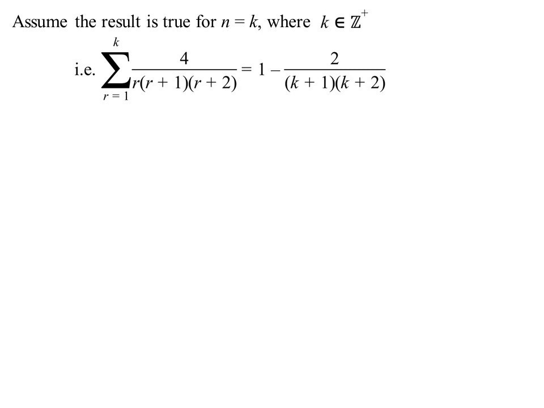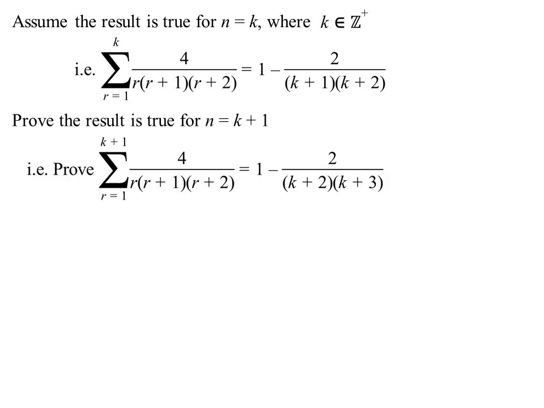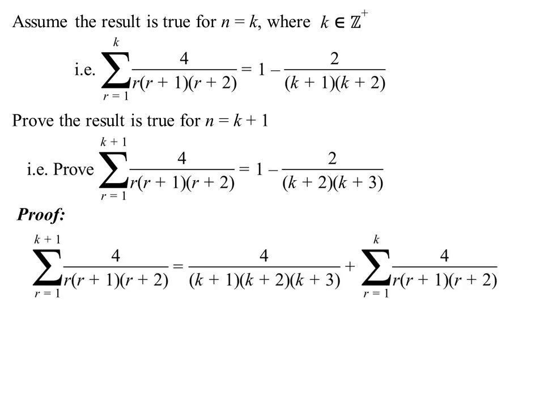My assumption then, r will now equal 1 to k instead of 1 to n. Inside the sum, that doesn't change, that's still what we're substituting into. And on the right hand side, again, I'll just replace n with k. We want to prove it true for the next case. So again, write down what you're trying to prove. This time the sum is going to k plus 1. And on the right hand side now, that fraction will become 2 over k plus 2, k plus 3. Okay, here's my proof.